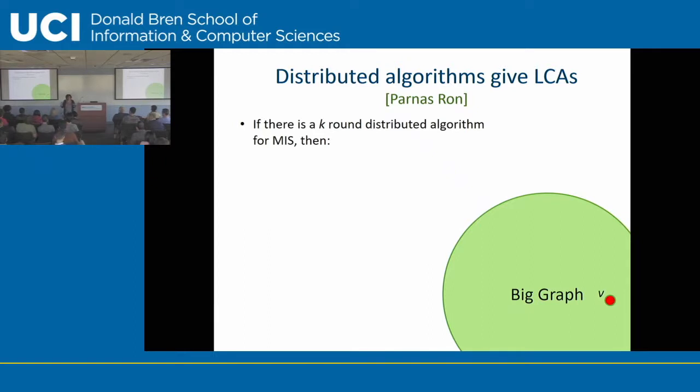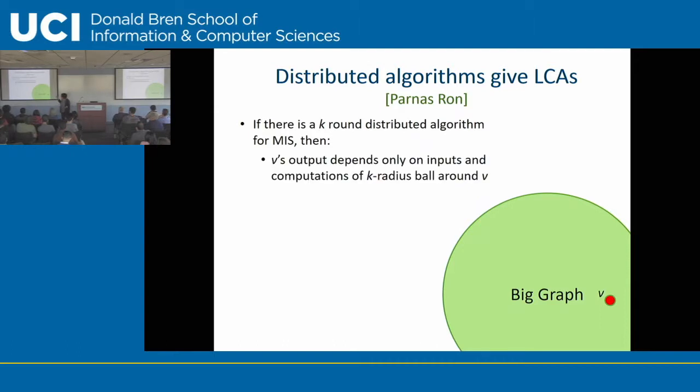Now, the distributed model that we want to talk about: what do I get to do? In one round, I get to send a message, receive a message, and compute something. In the next round, based on the computation from the previous round, I can send a message, receive a message, and compute some more. That's what we do in a round. I send to my neighbors and receive from my neighbors. Now, if I have a K-round distributed algorithm, then these outputs can depend only on inputs.